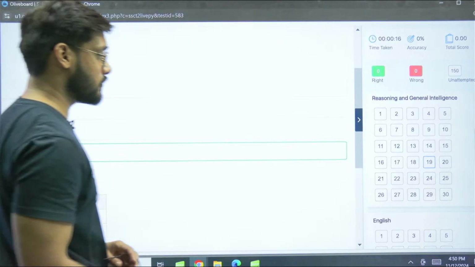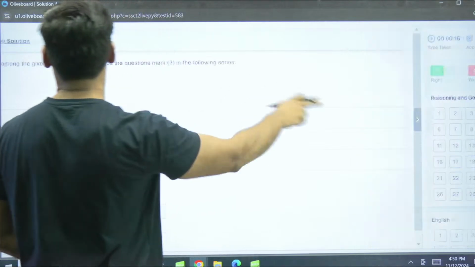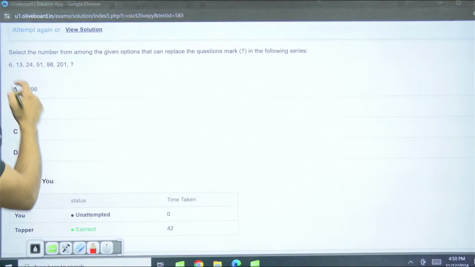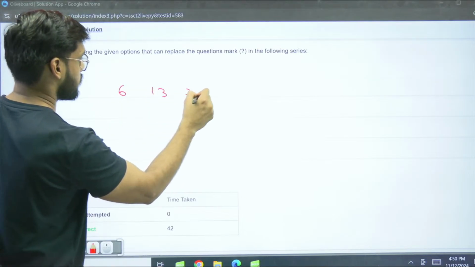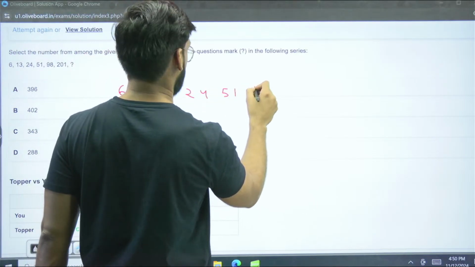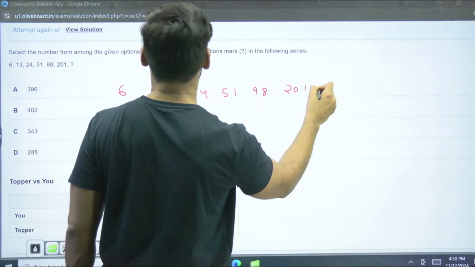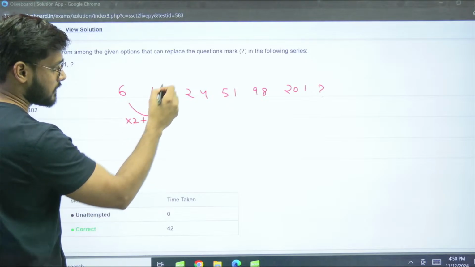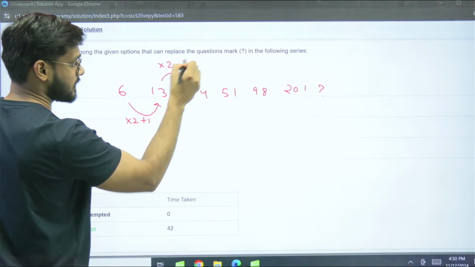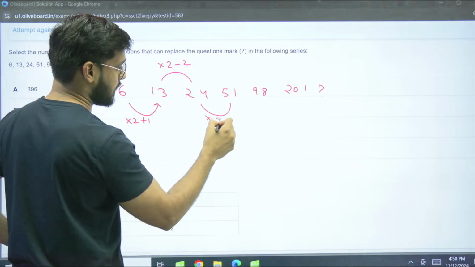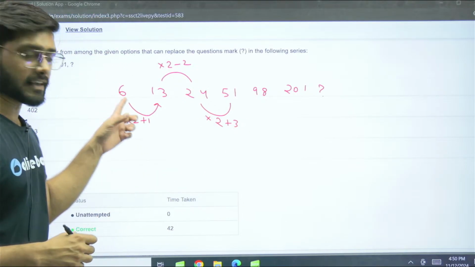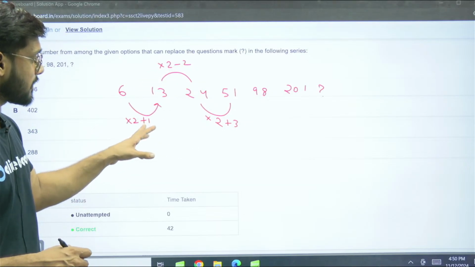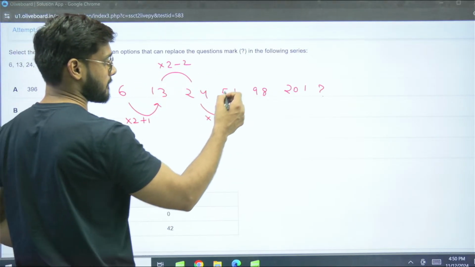Let's move on to the next one. 20th question. We need to complete this series in order to get the right answer. 6, 13, 24, 51, 98, 201 and question mark. 6 to 13 is multiply 2 plus 1. 13 to 24 is multiply 2 minus 2. 24 to 51 is multiply 2 plus 3. We can see multiplication has been done along with consecutive number addition and subtraction: plus 1, minus 2, plus 3. Now minus 4 should be there.